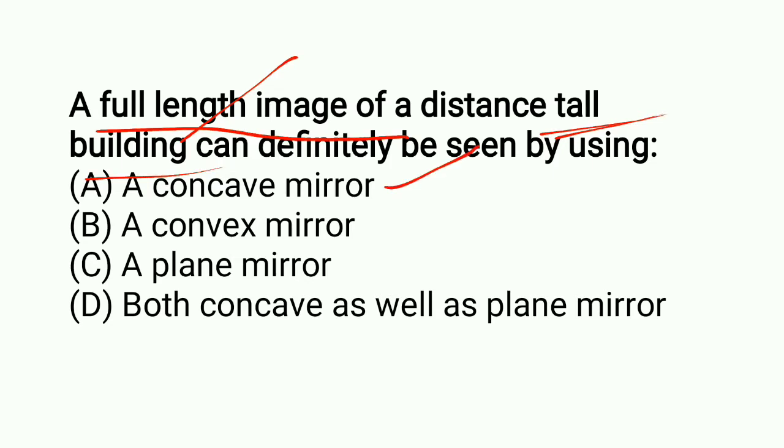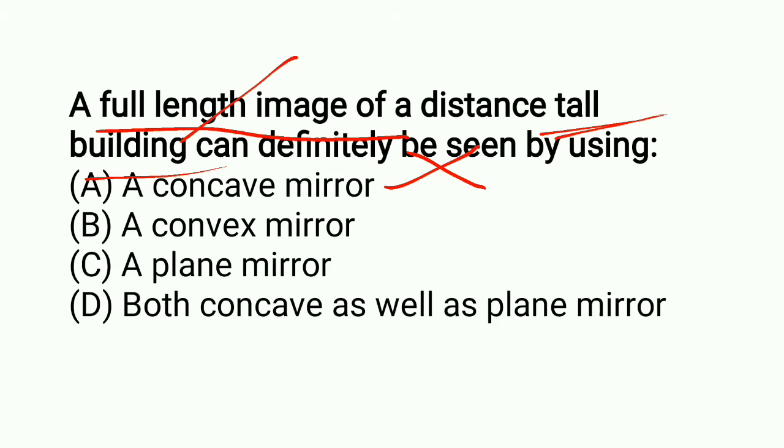So concave mirror, we know that depending on the position of the object, the concave mirror is always going to produce a real and inverted image, and also it is going to produce a diminished, highly diminished, same size and enlarged image. So a full length image cannot always be seen by using the concave mirror. So option A is wrong. So let's move to option B.